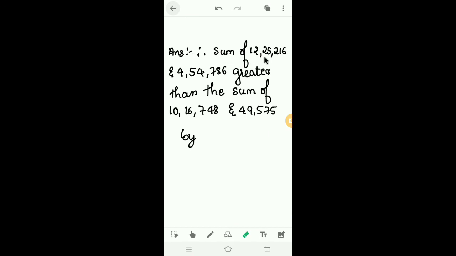Therefore, the sum of 12,25,216 and 4,54,786 is greater than the sum of 10,16,748 and 49,575 by 6,13,679.